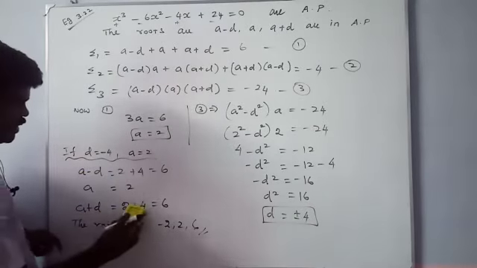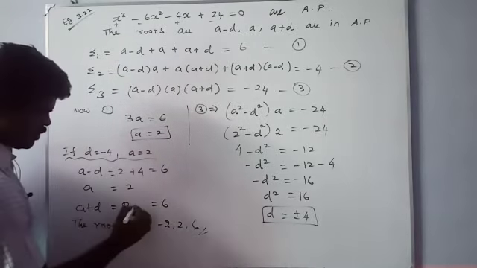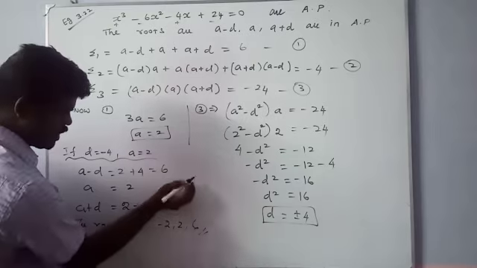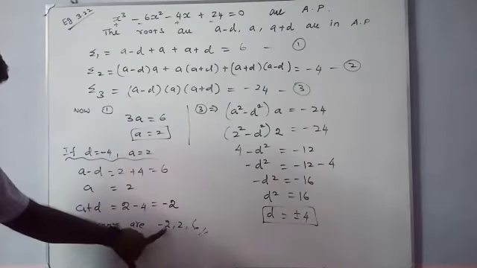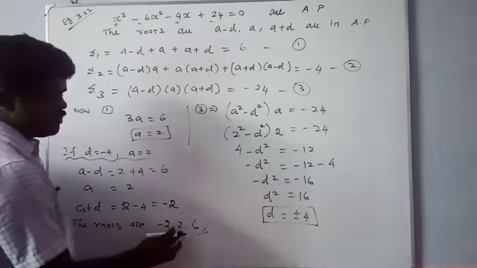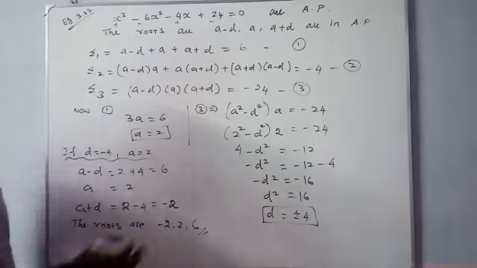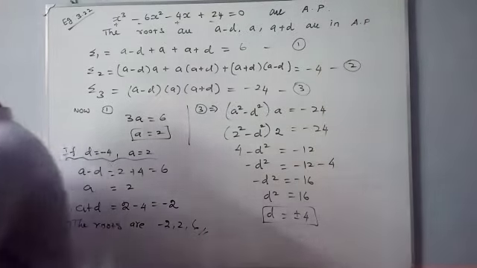A plus d is equal to what? Here A is 2 and d is minus 4. So the answer is minus 2. Finally the answer will come: minus 2, plus 2, 6. Therefore the roots are minus 2, plus 2, 6. Okay? Right. Refer the sum and we go to the another one.